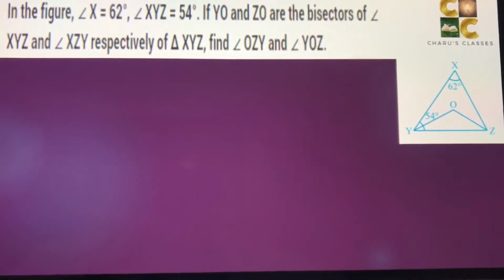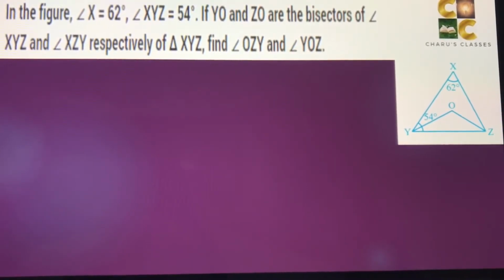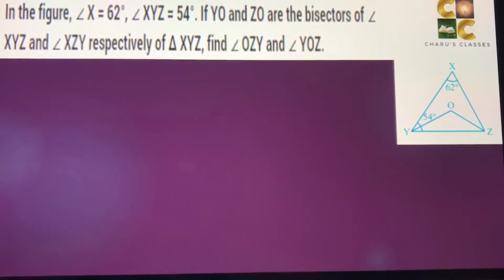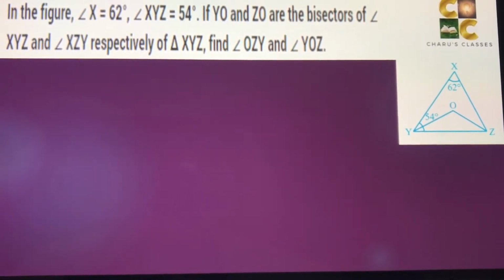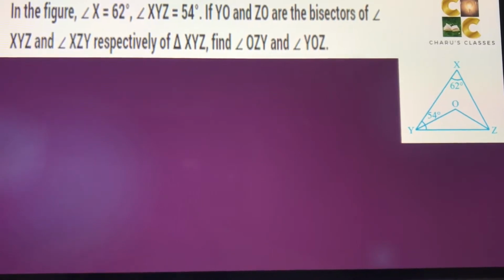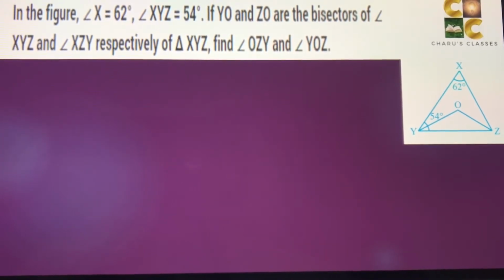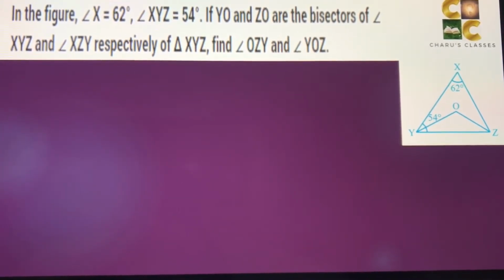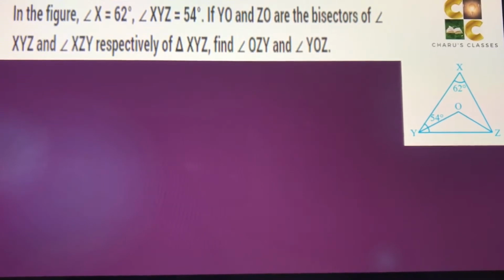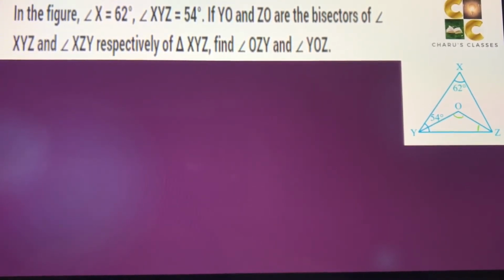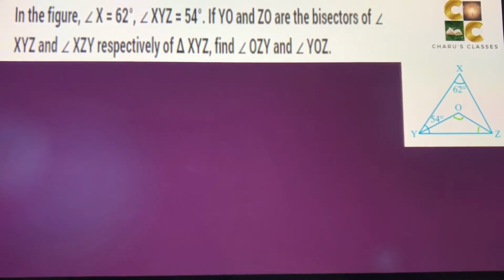Question number 2. In the figure, angle X is 62 degrees, angle XYZ, that is the complete angle Y, is 54 degrees. If YO and ZO are the bisectors of angle XYZ and angle XZY, respectively, of triangle XYZ, find angle OZY and angle YOZ. That is, we have to find this angle and this angle.